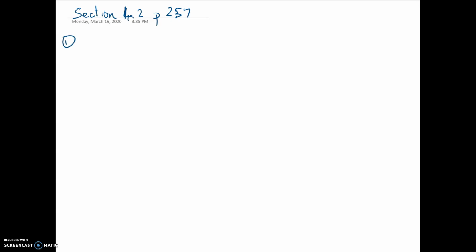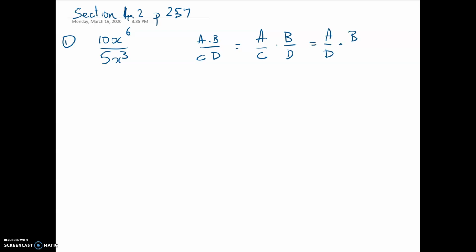So in this problem number 1, we have 10x to the 6 over 5x cubed. In that case, remember that a times b over c times d is the equivalent of a over c times b over d. It could also be a over d times b over c. So in that case, I'm going to have 10 over 5 multiplied by x to the 6 over x cubed. 10 over 5 is 2. And x to the 6 divided by x cubed.